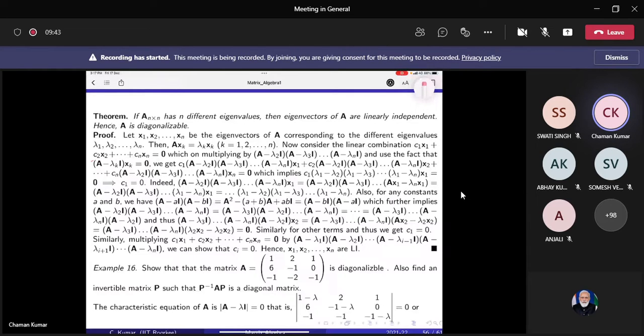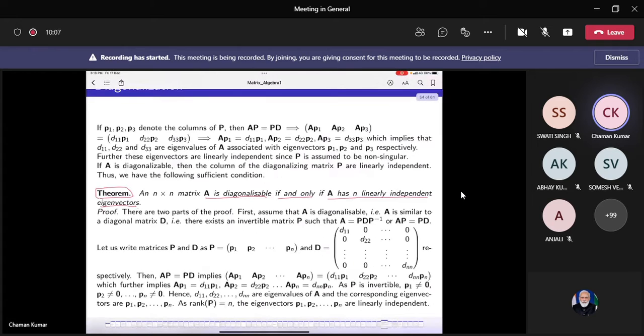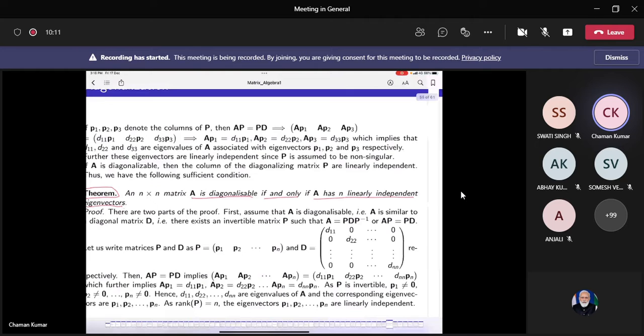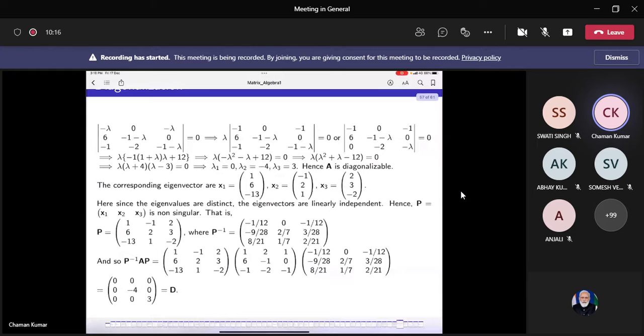So if eigenvalues are not distinct, meaning you have two or more eigenvalues which are equal, then you have to identify eigenvectors which are linearly independent. If you are able to identify eigenvectors which are linearly independent, then from the previous theorem, you can say that A is diagonalizable. If eigenvectors are not linearly independent, then A is not diagonalizable.